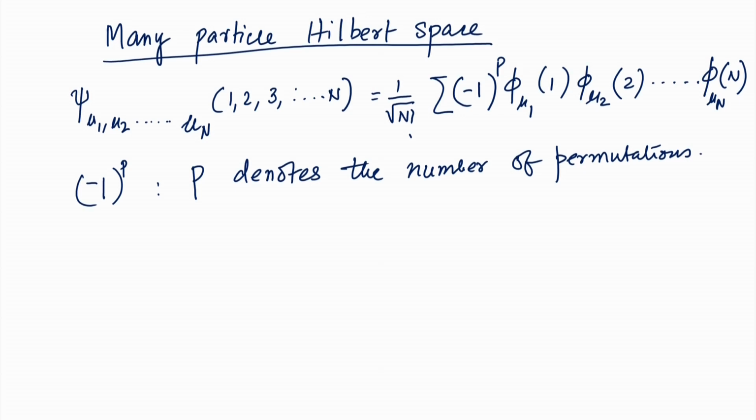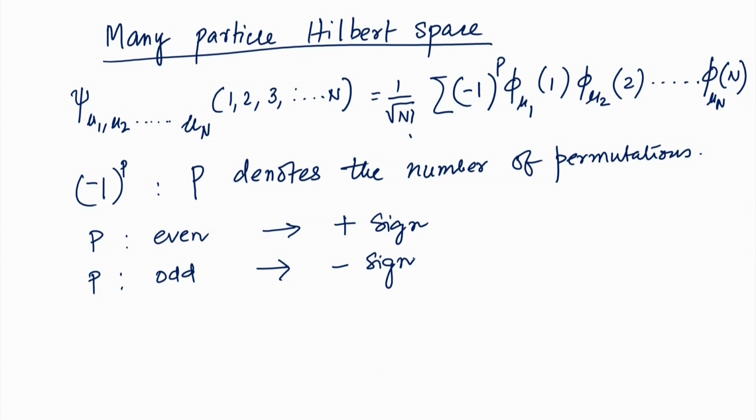And if p is even, then there is no sign associated with it. So, there is a positive sign here because minus 1 to the power of an even number, say 2n, is even. So, we will simply write this without that minus 1 to the power p. However, when we have p equal to odd, then we have a negative sign.